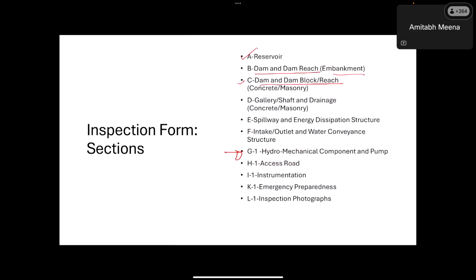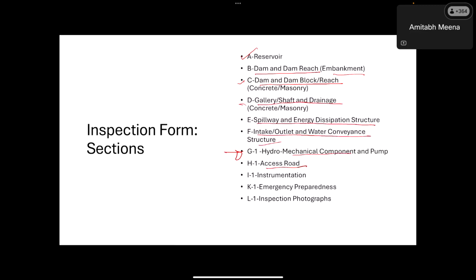Then there is the gallery, shaft and drainage section. Then spillway and energy dissipation. And then intake, outlet and water conveyance structures. Then I've already explained the hydromechanical HM component. Then access road. This is also important because in emergency situations, the access road should be in working condition. And then the next section, I, is about instrumentation.